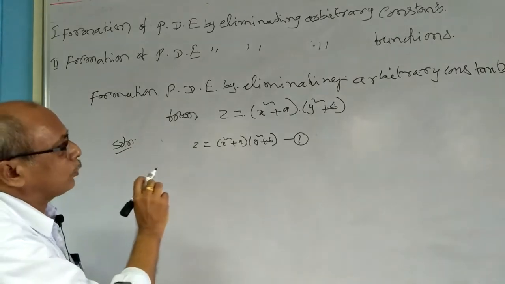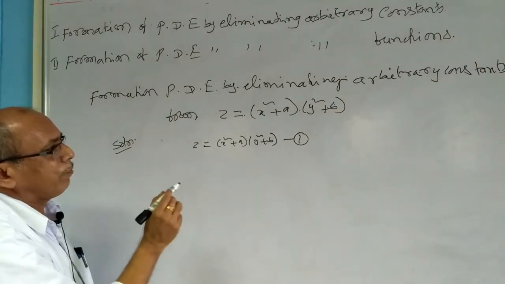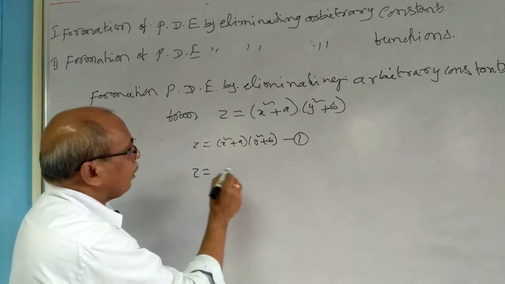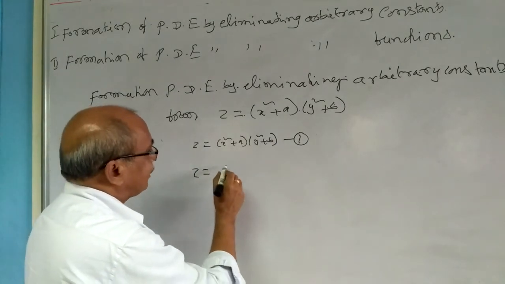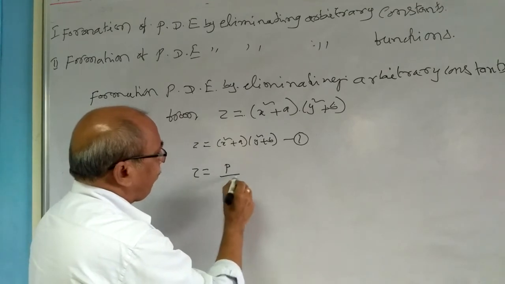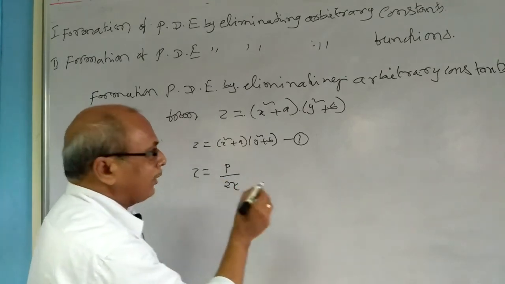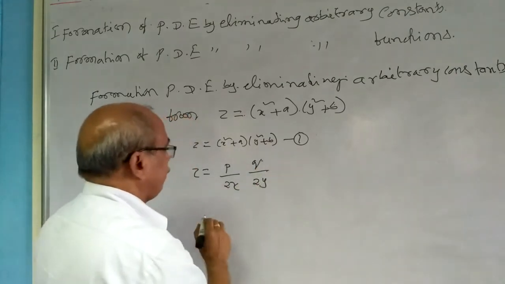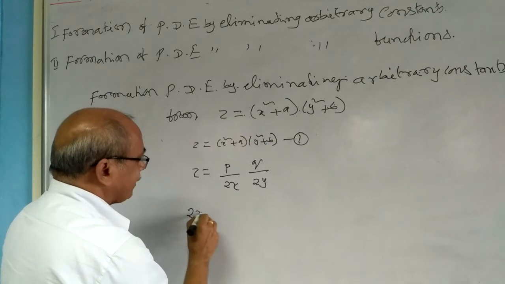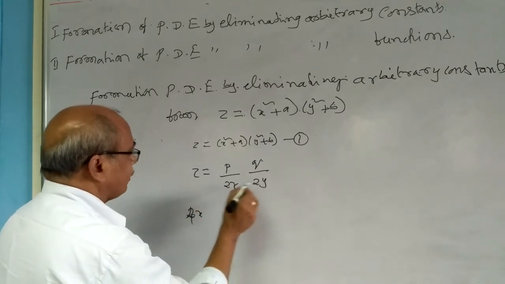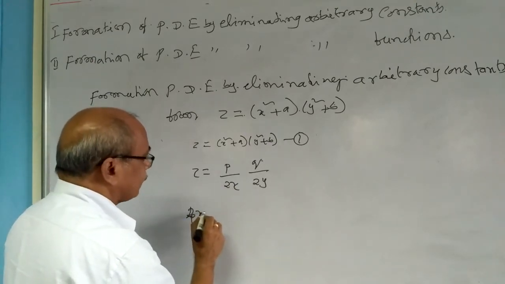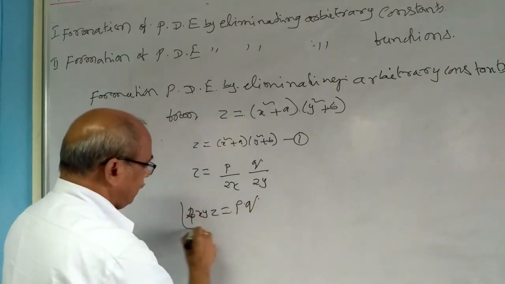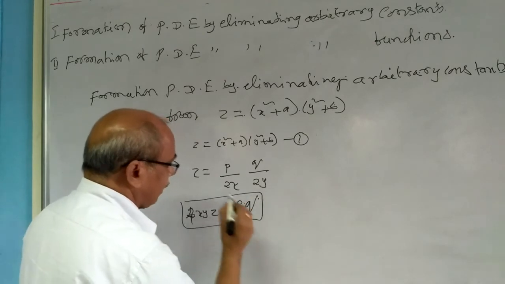Substitute the values of x² + a and y² + b in equation 1. We get z = (p/2x)(q/2y). So 4xyz = pq. So this is the required partial differential equation.